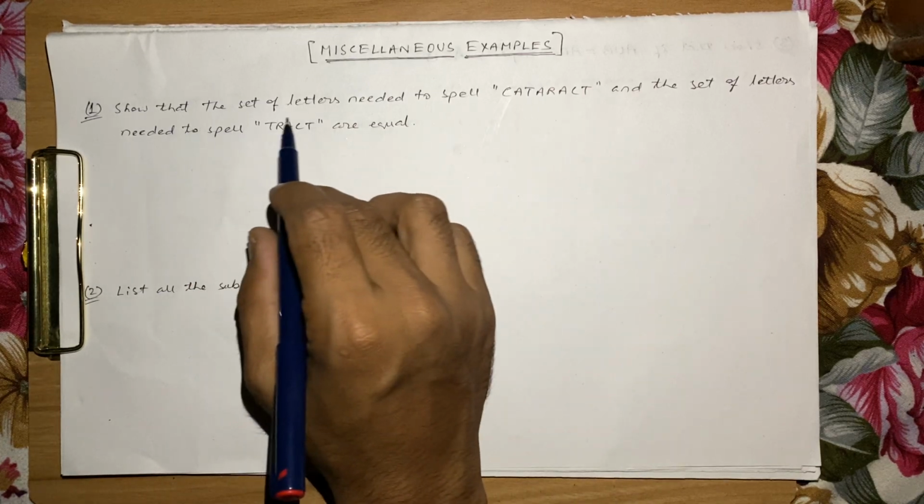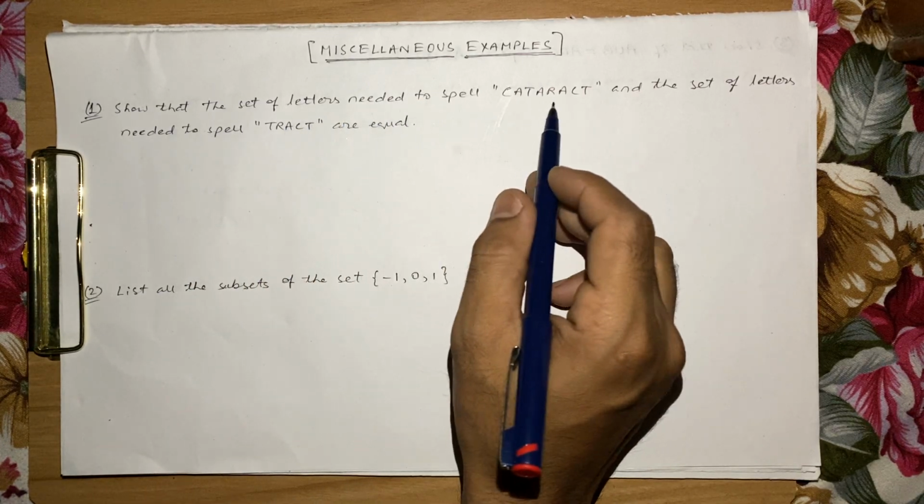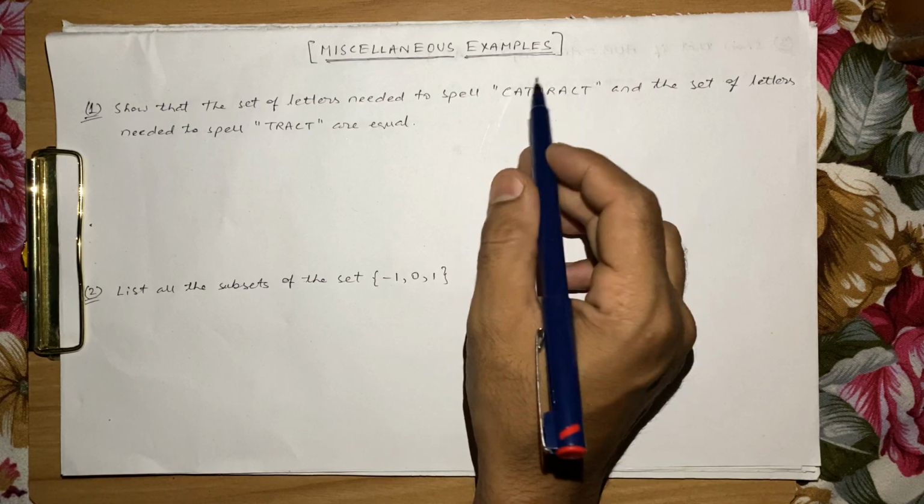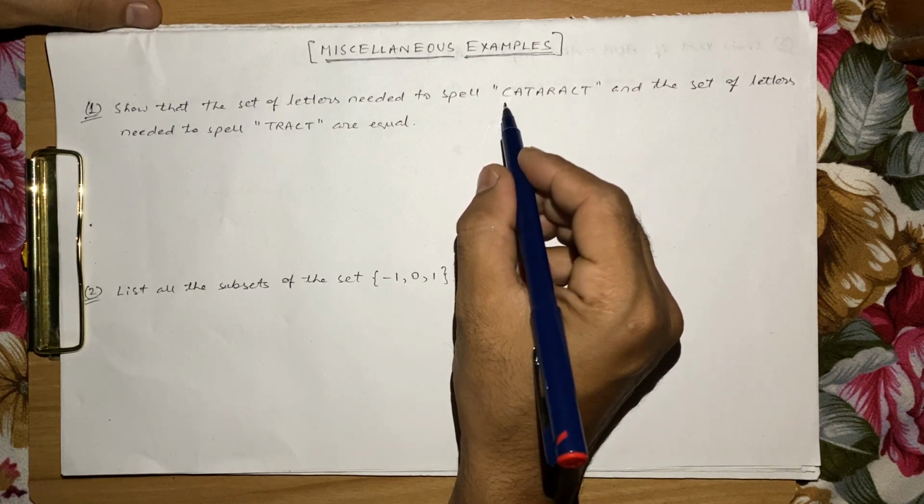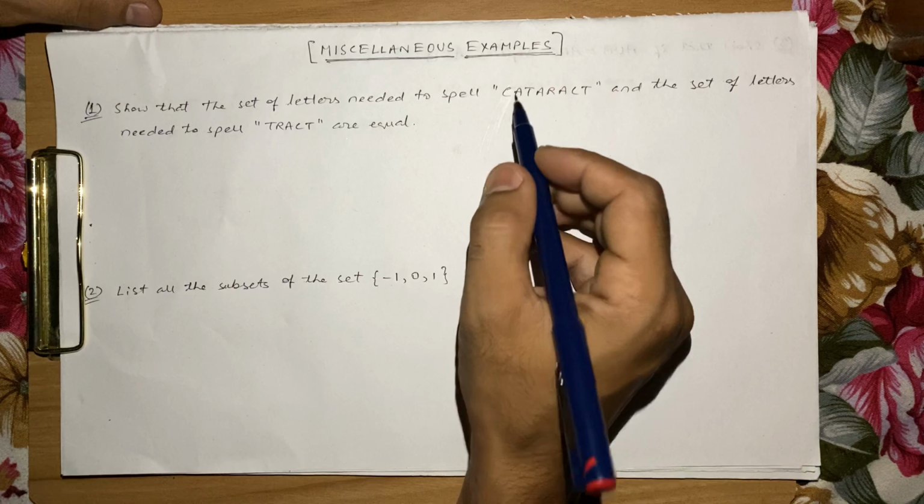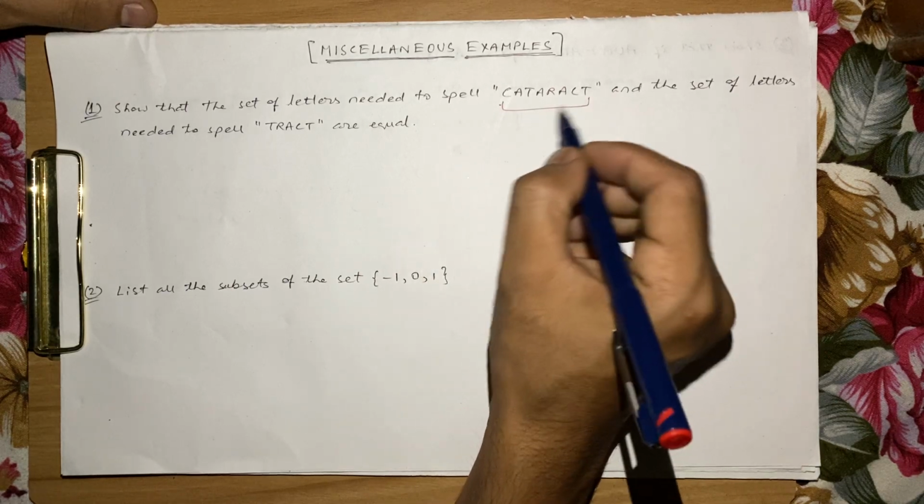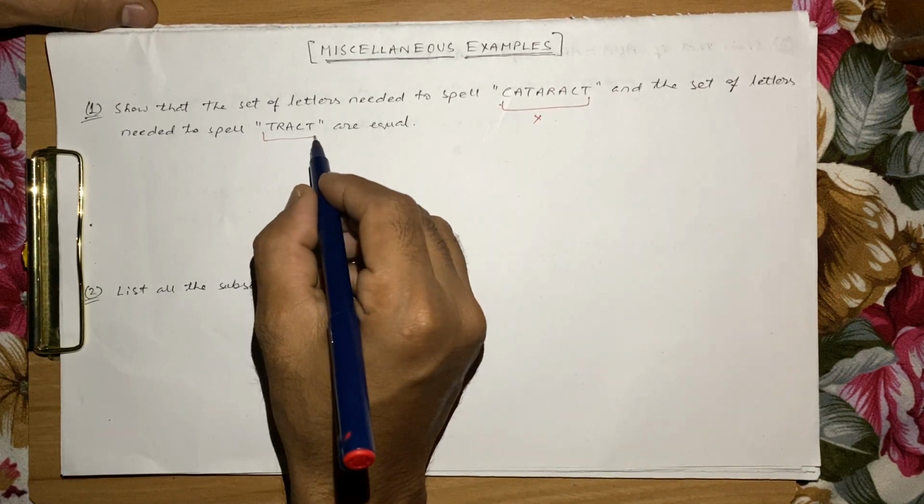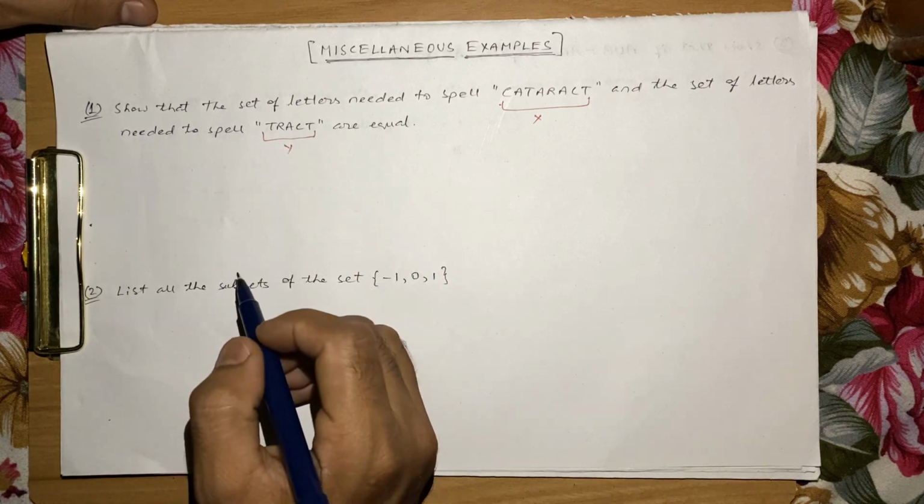So show that the set of letters needed to spell cataract, okay. The set of letters of this word cataract. Now let the set of letters of this word be X, okay. Let the name of this set be X and the name of the set of letters for this other word be Y, let's say, okay.